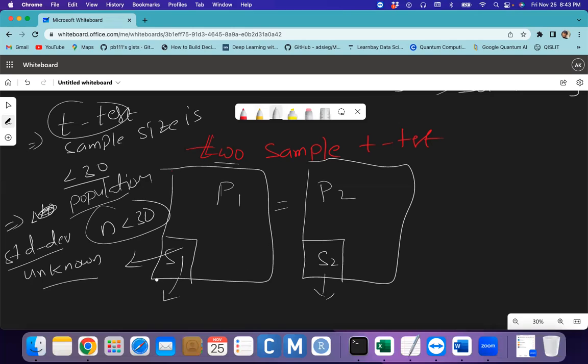By this time, whatever samples we have, these two samples are normally distributed. When we plot the samples, you will get a distribution graph, something like this. Okay, the distribution graph should be like this. When the two samples are normally distributed, then we go for the two sample t-test.